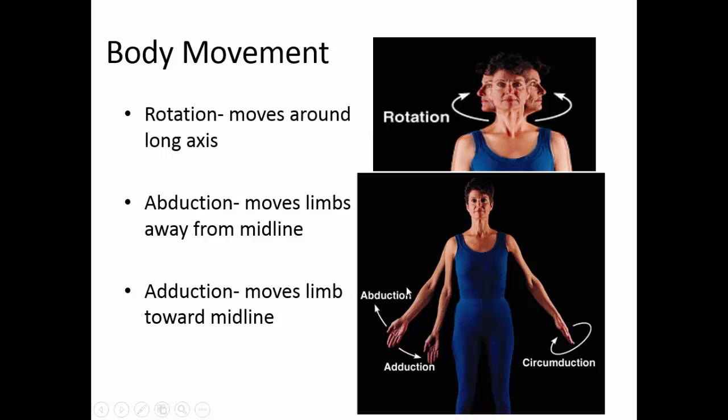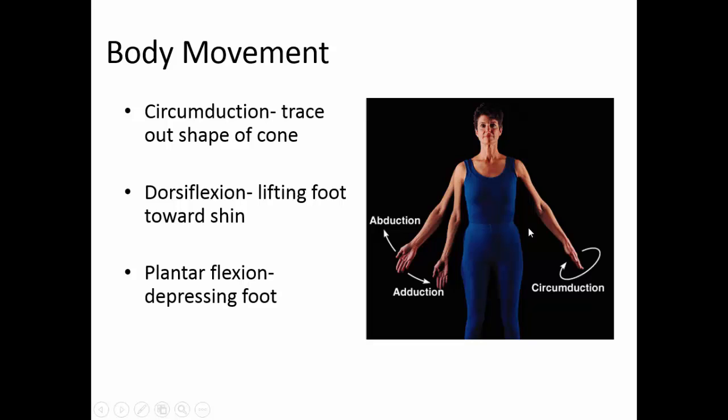Abduction is movement away from the midline. If you abduct someone, you take them away. So abduction is taking away from the midline. Adduction is when the limb moves closer to the midline. You're adding back to the body. If a joint can do circumduction, you can draw a circle with the end of that bone.